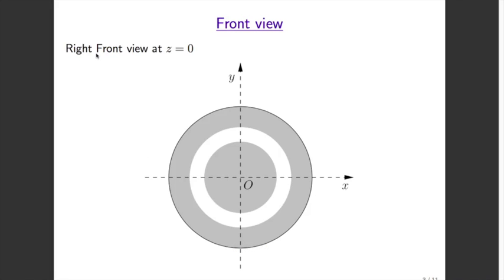The front view of the machine is shown. This is basically a slice of the machine at z equal to 0. The z-axis comes out of the page so that it forms a right-handed coordinate system.